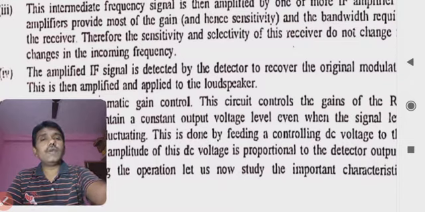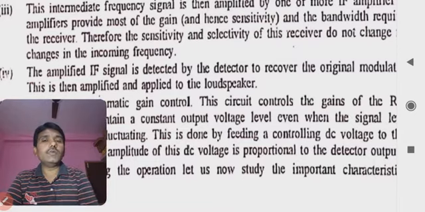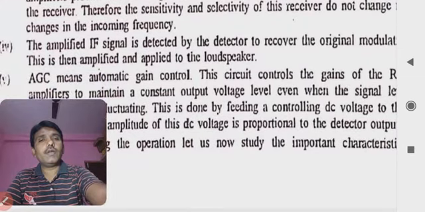Now the amplified IF signal is detected by the detector. This IF signal is then detected by the detector, and the original modulated signal is separated, then amplified again by the loudspeaker amplifier, and applied to the loudspeaker.